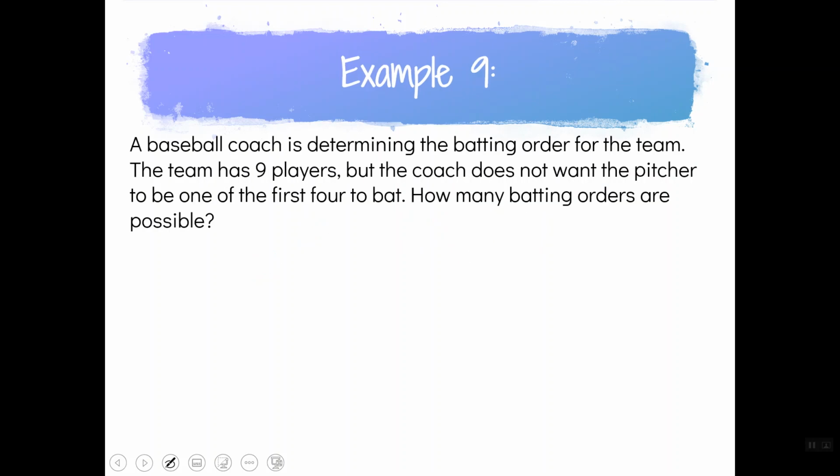Example 9. This one's a little different because the baseball coach is using some strategy. He's picking a batting order. He's got 9 players, but he doesn't want the pitcher to be one of the first 4 at bat. So when he creates this batting order, because he's not using the pitcher, he has 8 to start from. But then once he picks one player, he has 1 less, and 1 less, and 1 less.